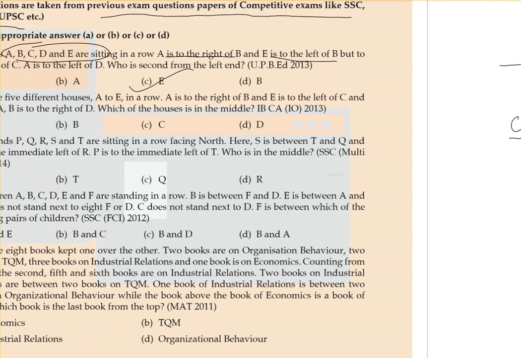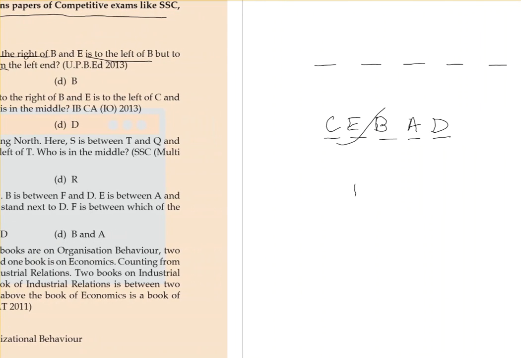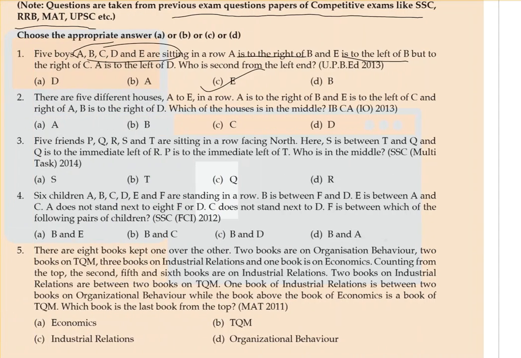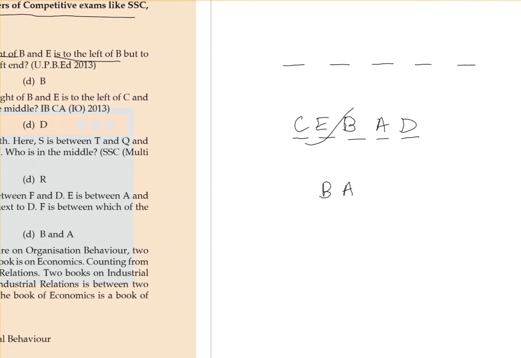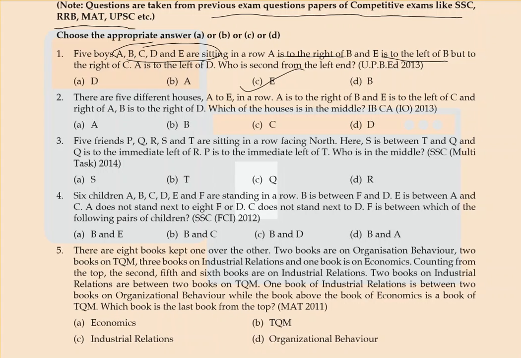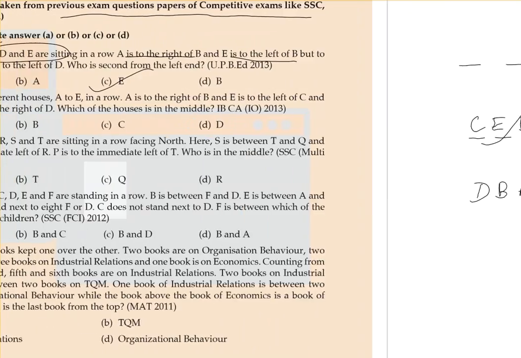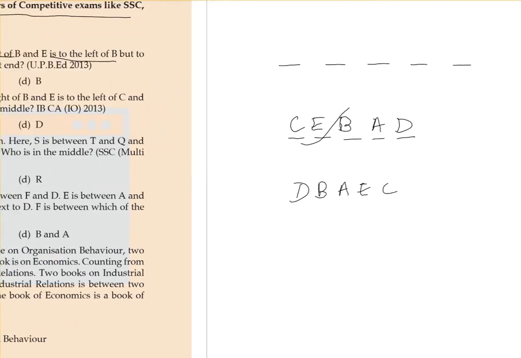There are five different houses A to E in a row. A is to the right of B and E is to the left of C, and right of A. E is to the right of A and left of C, okay. B is to the right of D. All five are placed. So which of the houses is in the middle?